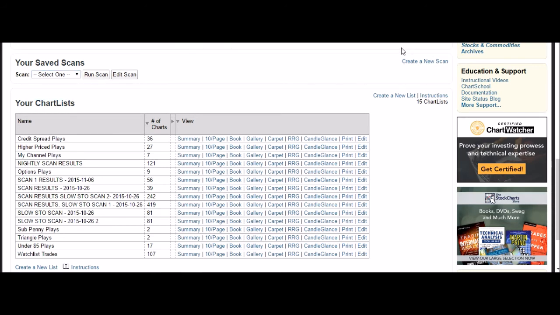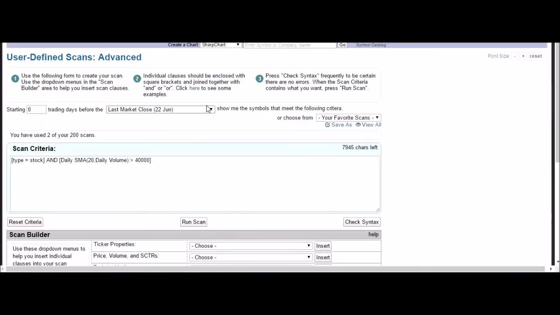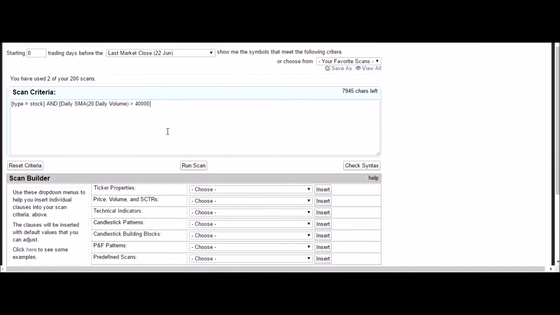But for the sake of this video, we're just going to go over to create a new scan. Once we hit that, the basic define scan section pulls up here. As it stands now, we're obviously looking for stocks and a 20-day daily volume average greater than 40,000. Now usually we would bump that up, but for the sake of this scan, let's just put that down to 10,000 and see if we can pull anything up at this point.